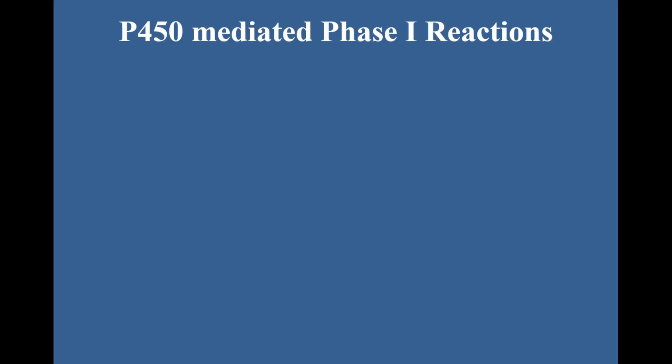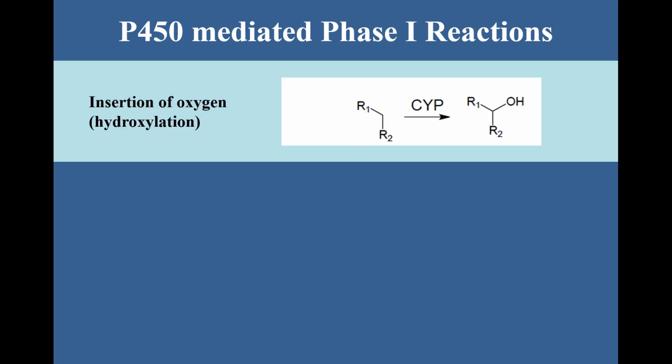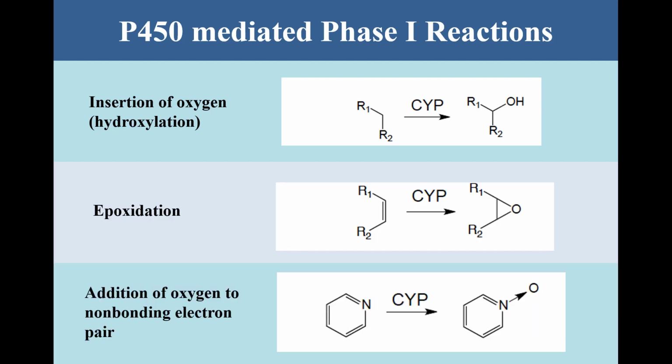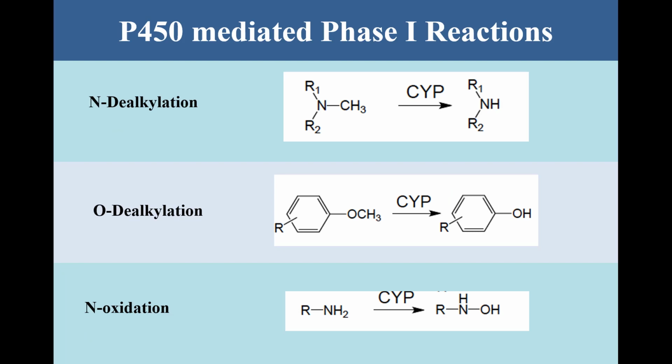Now let us go over a few common reactions catalyzed by P450 enzymes. First, P450s can add a hydroxy to a hydrocarbon chain. They can form an epoxide from a carbon-carbon double bond, and they can add an oxygen to a non-bonding electron pair of a nitrogen or sulfur atom. In addition, P450s can dealkylate both nitrogen and oxygen atoms and oxidize amines.